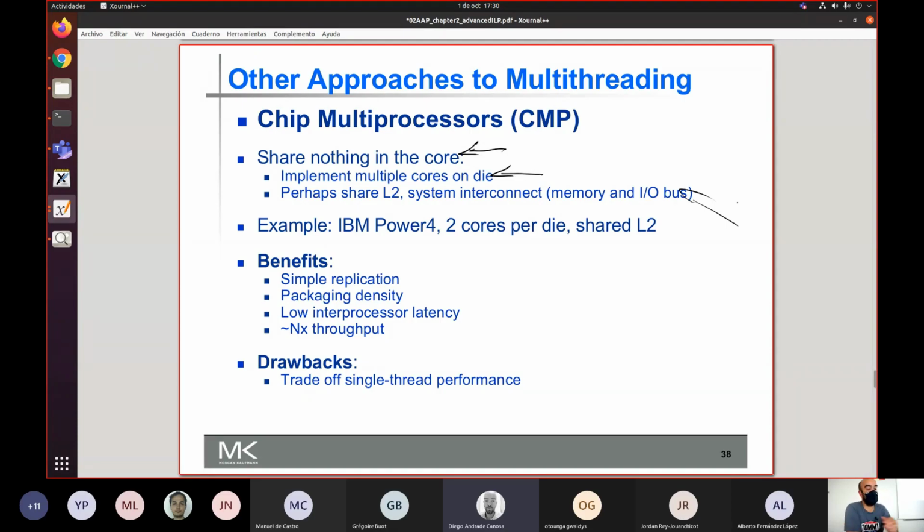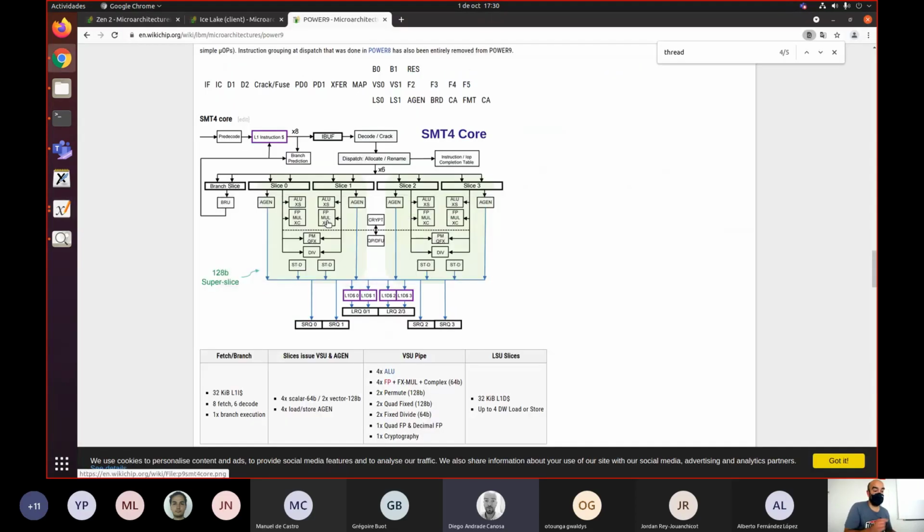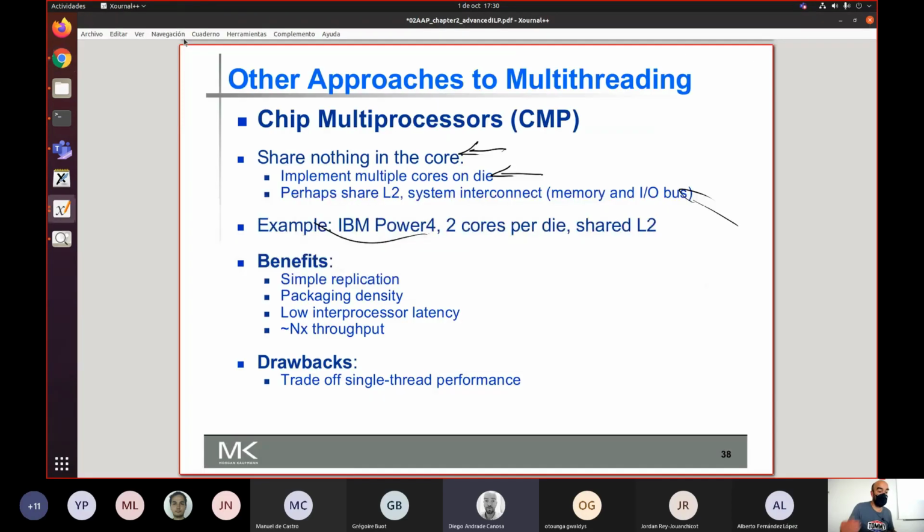Actually, in the state-of-the-art architecture, I put you the Power 9, that is from 2019, and I believe that now they are already selling the Power 10. Okay, so the Power 4 is like a very old architecture, maybe from 10 or 15 years ago.